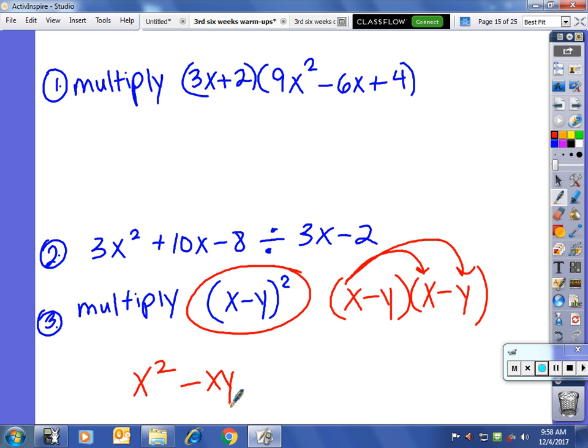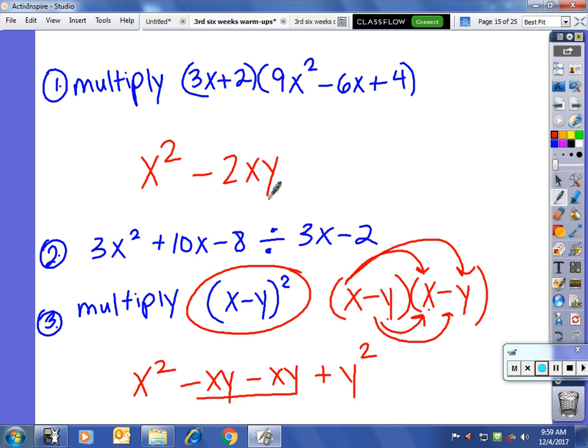Negative xy. Now look what's going to happen here. I have a negative y times a positive x. That's another negative xy. And then negative y times negative y is positive y squared. And these two terms in the middle are exactly alike. I've got a negative xy and another negative xy. They don't cancel out. Negative 2xy. So final answer here is x squared minus 2xy plus y squared. So it's more complicated than it looked. If you are trying to square a binomial, you cannot do that in your head.